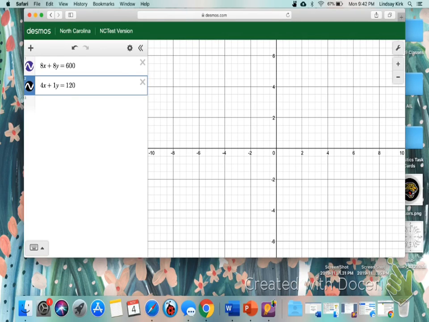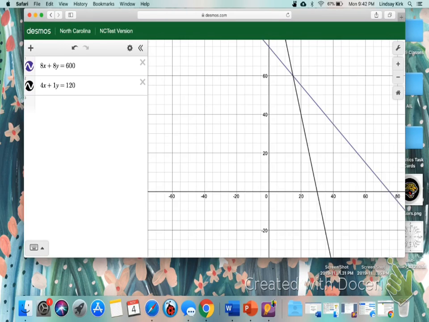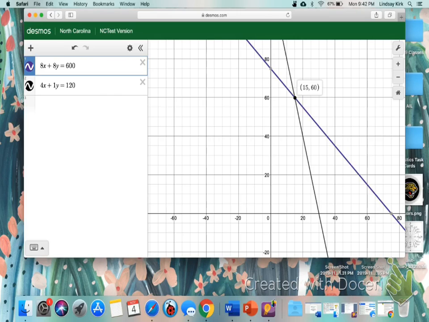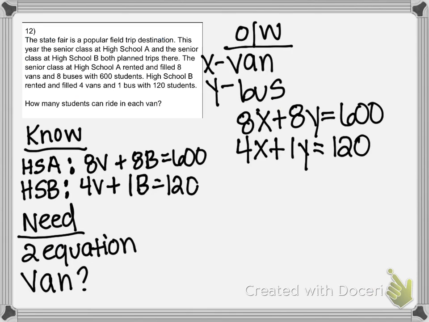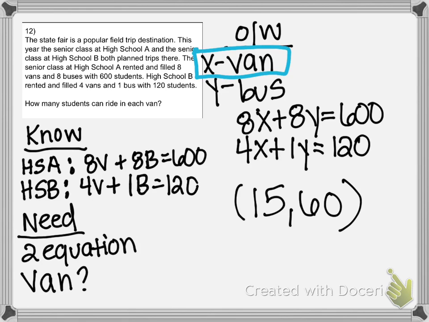So this one, I went back to the home button so I could adjust my screen a little bit better. So we have 15 and 60. So 15 and 60 was my solution. However, they asked us for how many can ride in a van, which is x. So x is 15. So my final solution is 15.